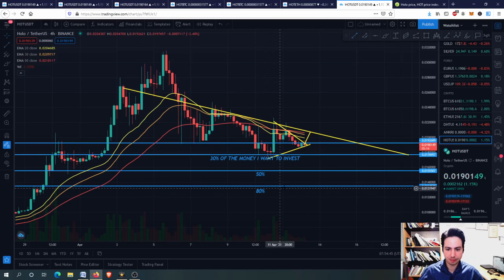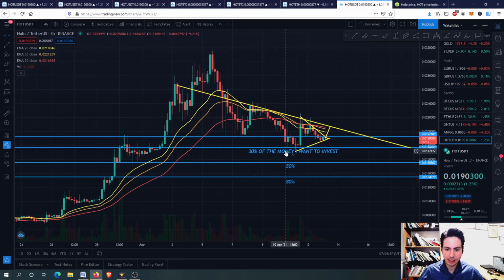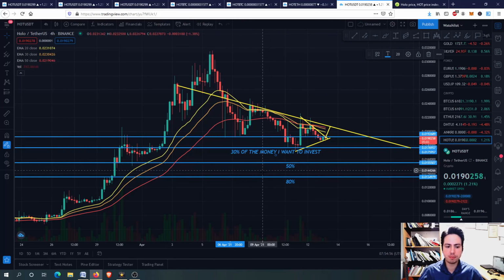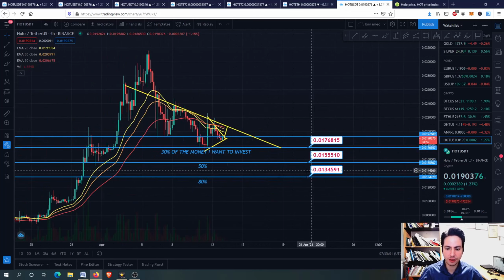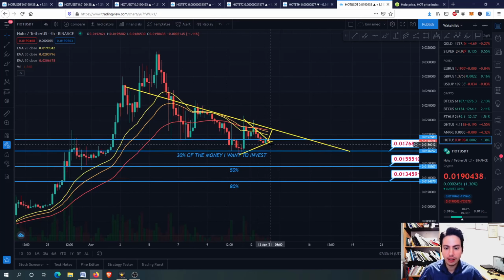So right now, guys, in my opinion, 30% of the money you want to invest will be right here in this support line. If we fall down 50%, we fall in this line here, 80%. What are the cents? 0.017 cents, 0.015 cents, 0.013 cents, around there. You want to invest more as you progress lower, but right now the possible price action is this.